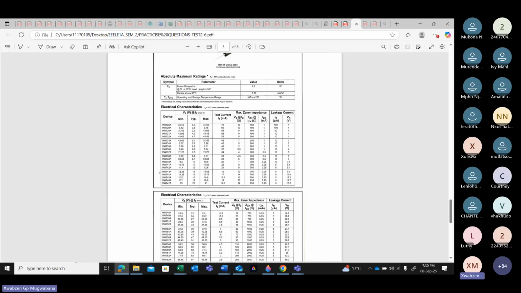It says it must be 444. Can you see the 444? I've got my V of Z, my test current, which is 17, my ZZ, which is 14, then my IZK, which is 0.25, and my power dissipation of the Zener, which is 1 watt. Those are the parameters I need in order to complete the working of this one. Once you have caught up on those, you go to your circuit.